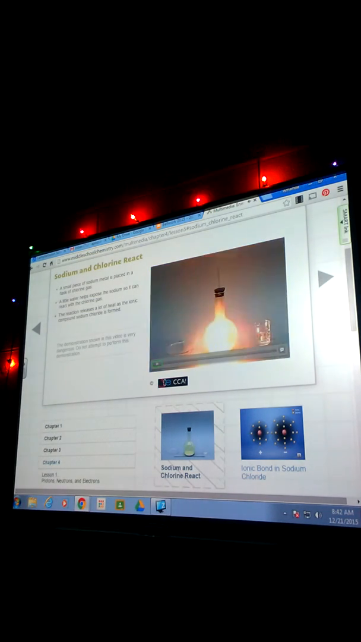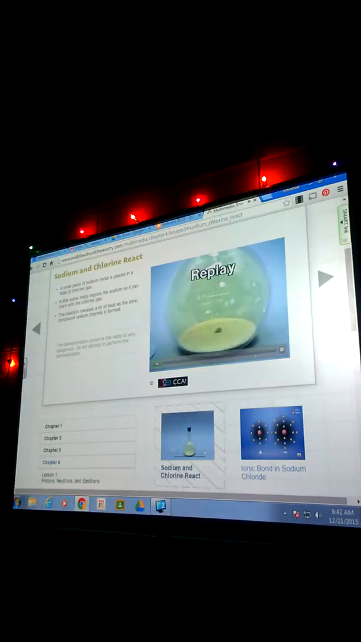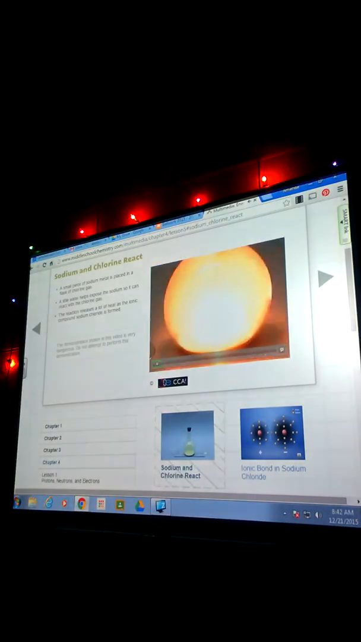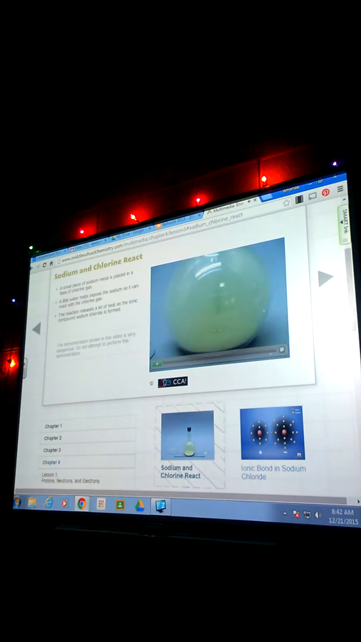There it goes. Instant replay. That's cool. Alright. They're not going to show us the salt step. So the reaction releases a lot of energy and salt is formed.